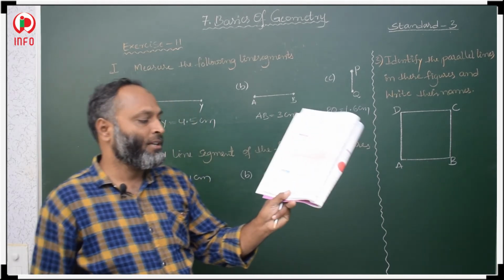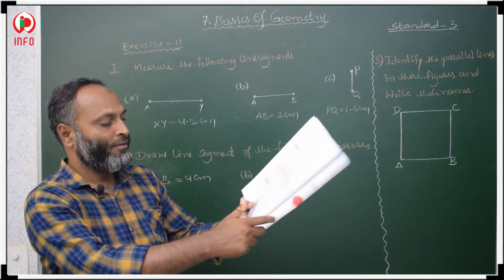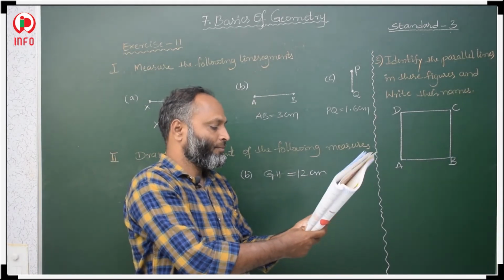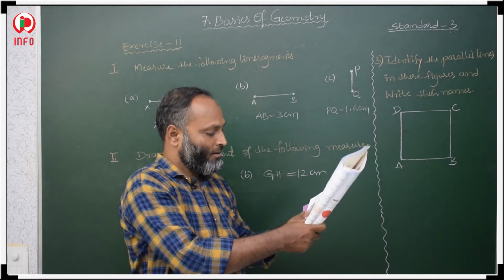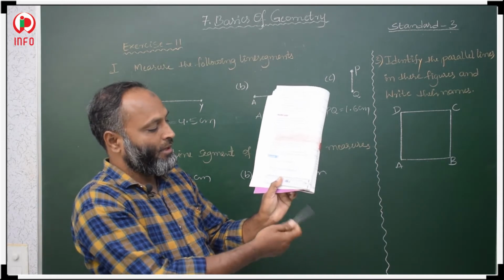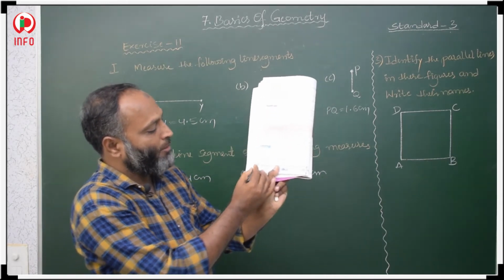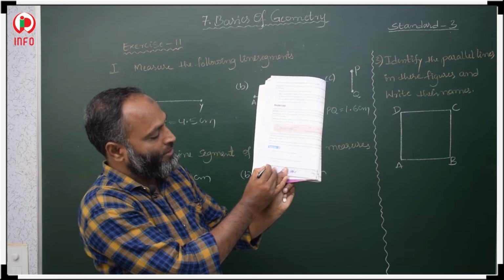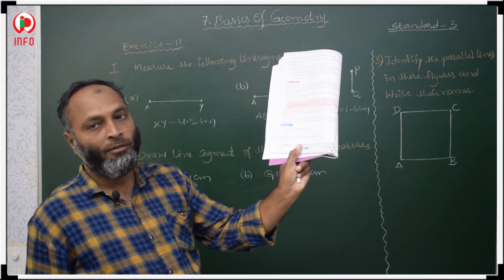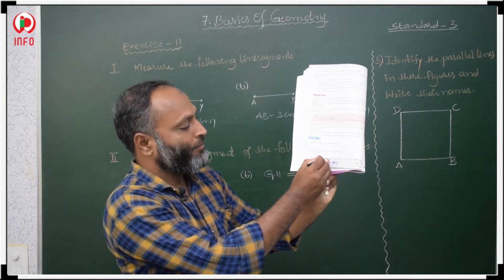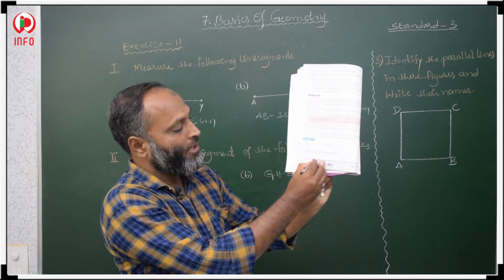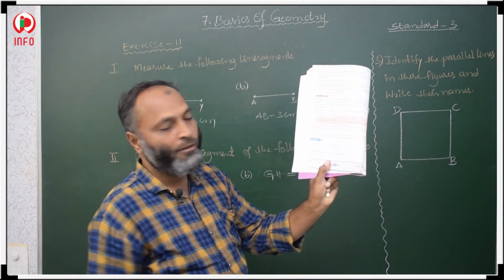Then how to draw? See here, AB is 4 centimeters. Keep your ruler horizontally, and first keep a point at 0, and after that keep a point at 4. So, you have to keep 2 points, one at 0 and the other at 4.